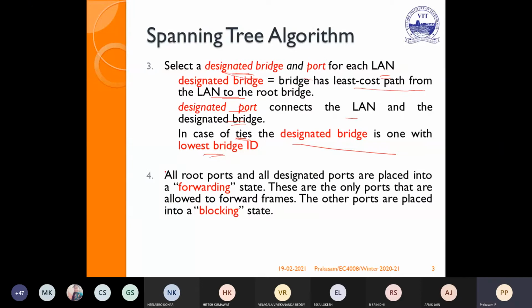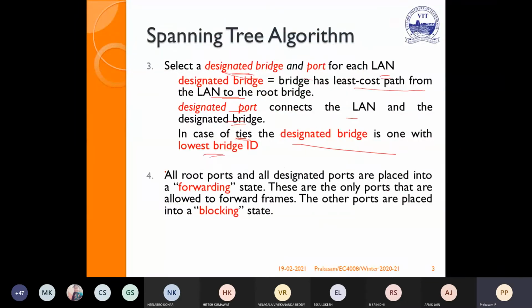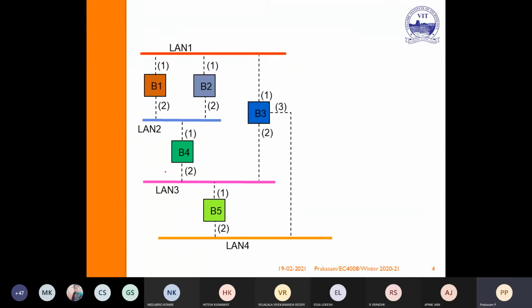So now you have to find the root bridge, then you find the root port, then you find the designated bridge and port. You mark all these things in the diagram. If a port contains neither R nor D, then that is a block port. Block port. We'll see with an example.